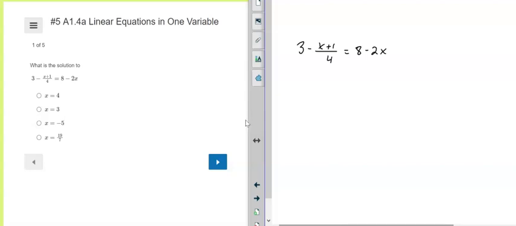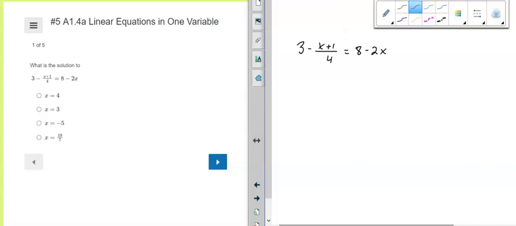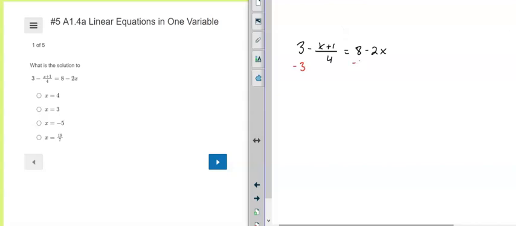Alright, this question is asking, what is the solution to this equation? I'm going to do two things. I'm going to go ahead and solve it by hand, and then we are also going to check the answers in Desmos. Usually when I see fractions, I try to get rid of the fractions, but in this case, I'll go ahead and take off the 3 first, just to make it a little easier.